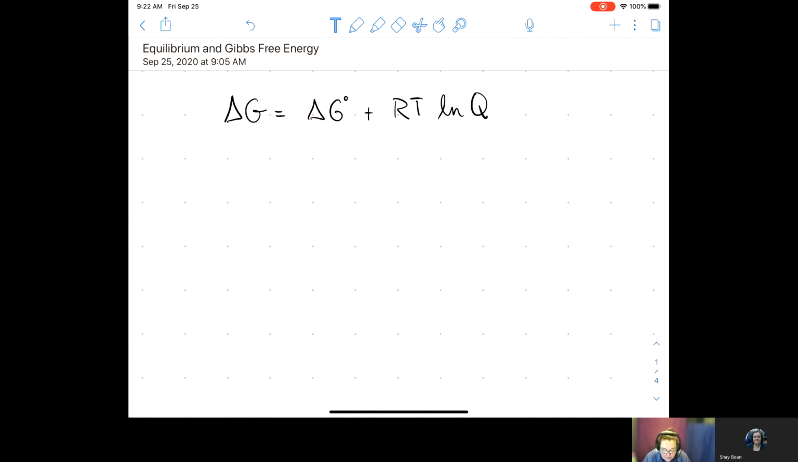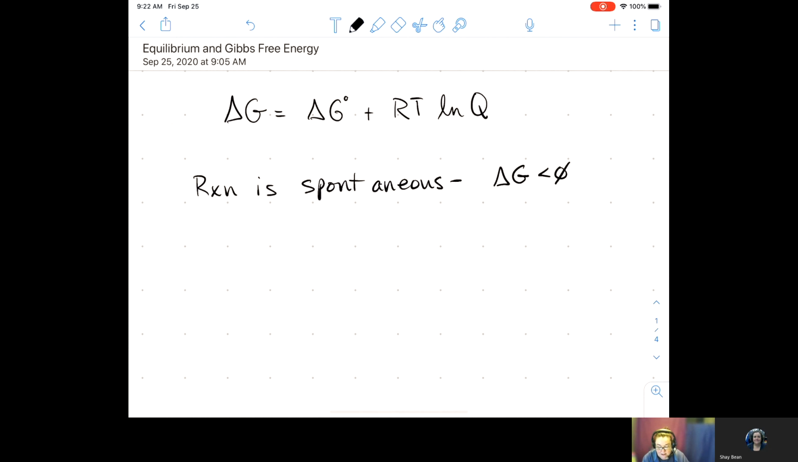Just in terms of the terminology, if a reaction is spontaneous, back in the delta G chapter, this happens when delta G is less than 0, when delta G is negative. That is how we know a reaction is spontaneous. In this module, now that we're learning about reactions and equilibrium, a reaction is spontaneous if the K value, the equilibrium constant, is greater than 1.